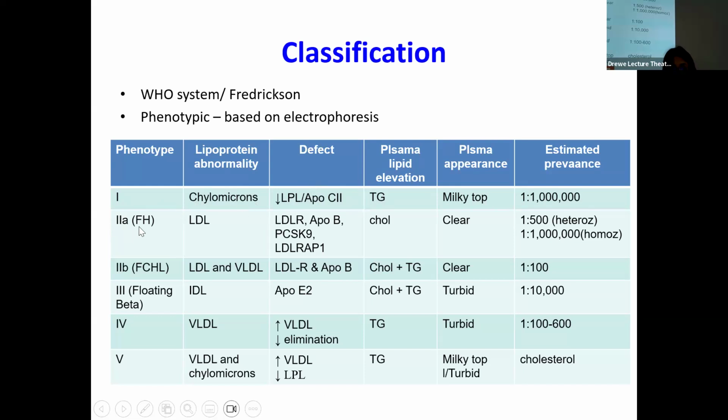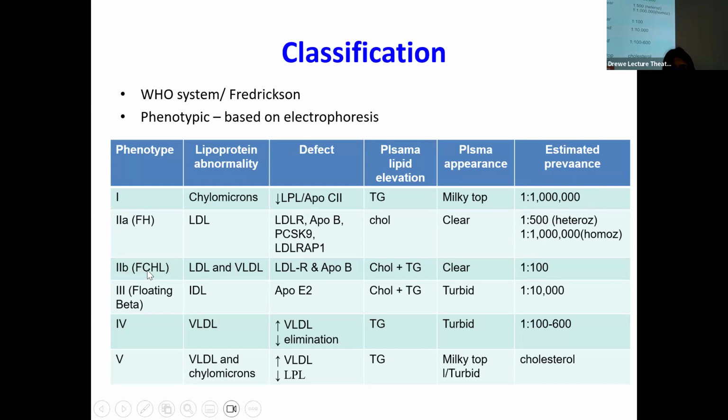Type 2A is FH, familial hypercholesterolemia, and the lipid abnormality here is a high LDL. There's 4 main mutations that we look for, and nowadays, across the country, this is something that's available to everyone, and there's 7 main genetic labs that patients can have their samples sent to. I've put here that the estimated prevalence of heterozygous FH is 1 in 500, but we actually think it's more like 1 in 250 now of the general population.